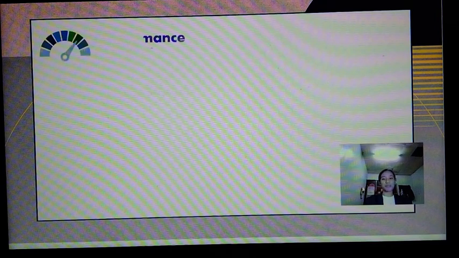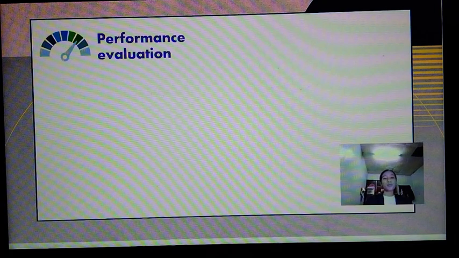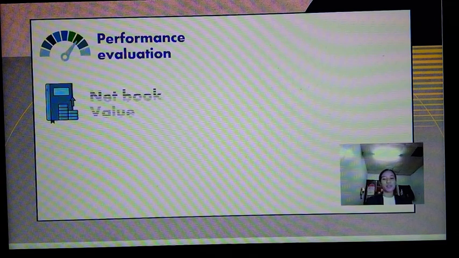These are the key terms about this topic. First, performance evaluation: the process by which managers at all levels gain information about the performance of tasks within the firm and judge that performance against pre-established criteria as set out in budgets, plans, and goals. Second, net book value maintains consistency with a statement of financial position prepared for external reporting purposes.